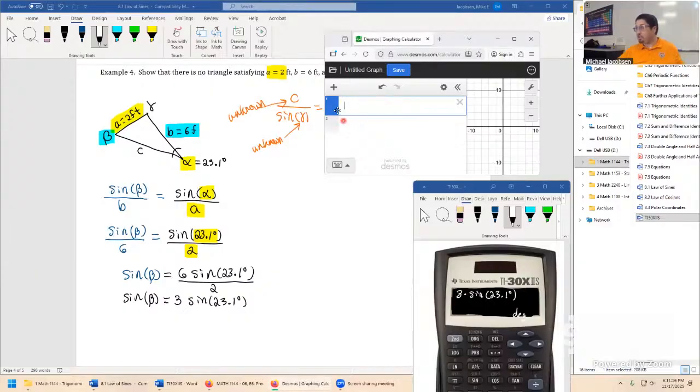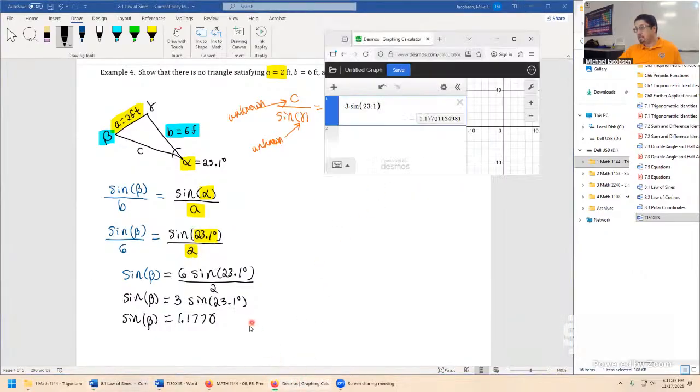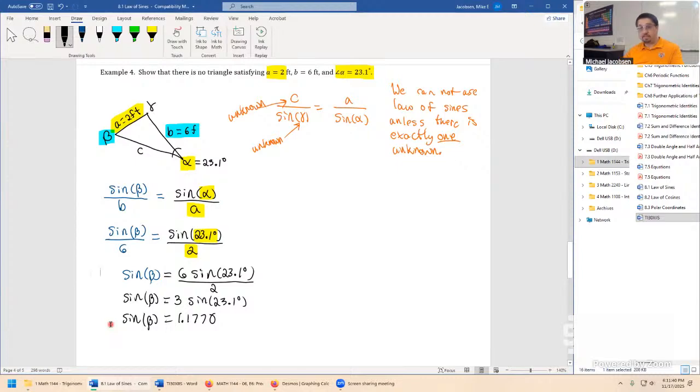For the classroom demonstration calculator Desmos, it looks about the same. 3 sine 23.1 degrees comes out as 1.1770. So sine beta equals 1.1770, and I should check my numbers on that. Okay, so we've got it there. Now we can solve for that angle beta by just taking sine inverse of both sides. Essentially, we're now just redoing the equation solving problems that we did in section 7.5, primarily the calculator version.